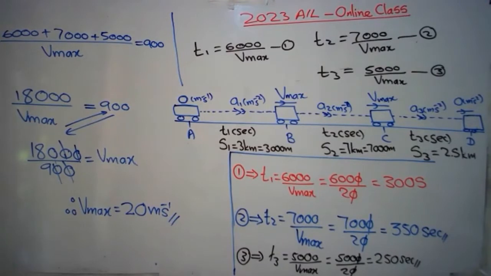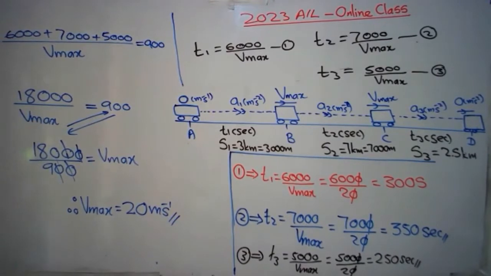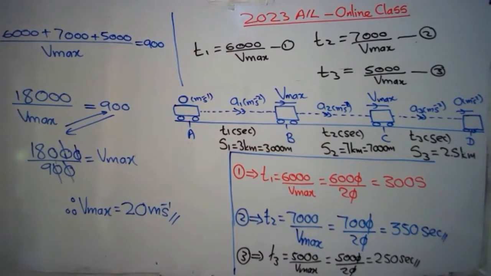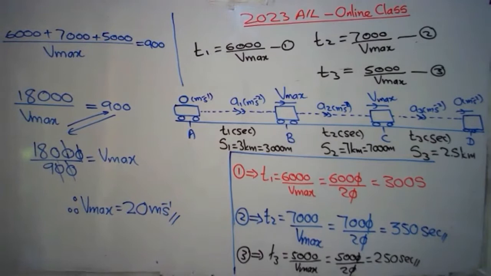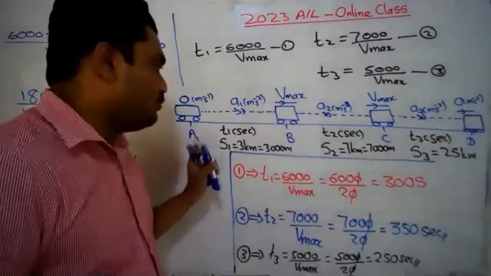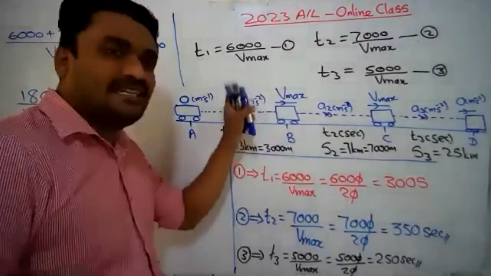So what they have asked further, what's the next part of the question? Find the acceleration, find the maximum velocity, and find the decelerations. Okay. Look at both. We have found the maximum velocity. Already we have found the maximum velocity. So we want to find the acceleration. So we want to find A to B acceleration.